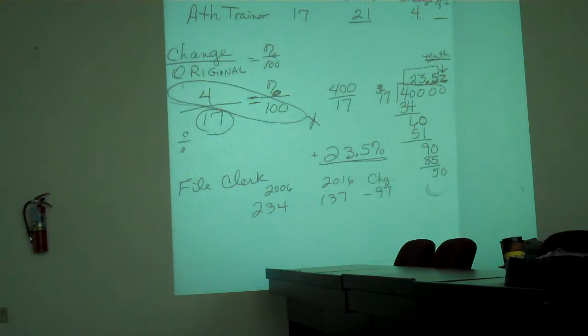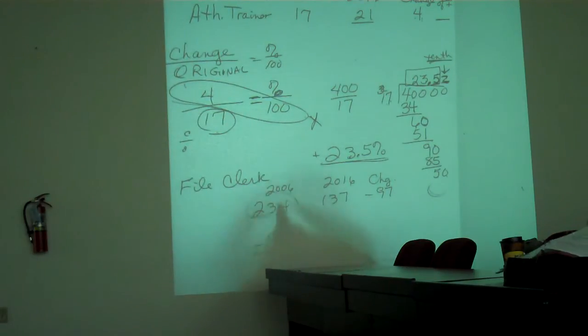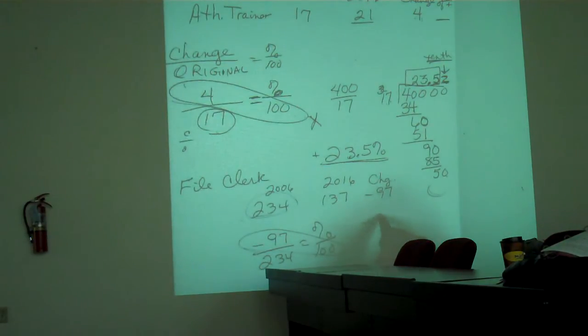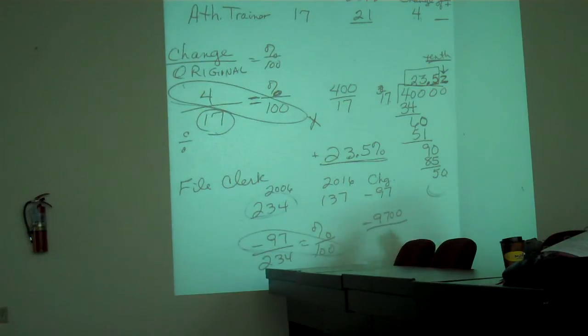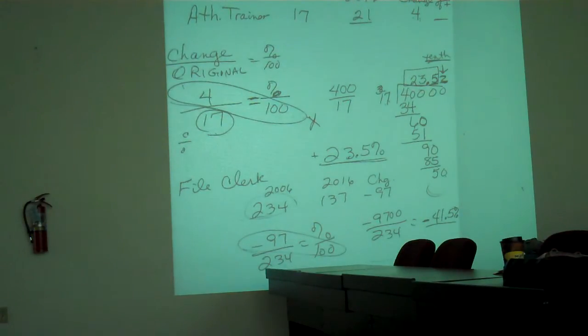Okay, the percent of decrease there, you did the change over the original equals percent over 100. So when you multiplied that, it was a negative 9,700 divided by 234, so that came out to a negative change. That one's actually on the chart. It tells you it's a negative 41.5%. So that's how you're going to do number 76.